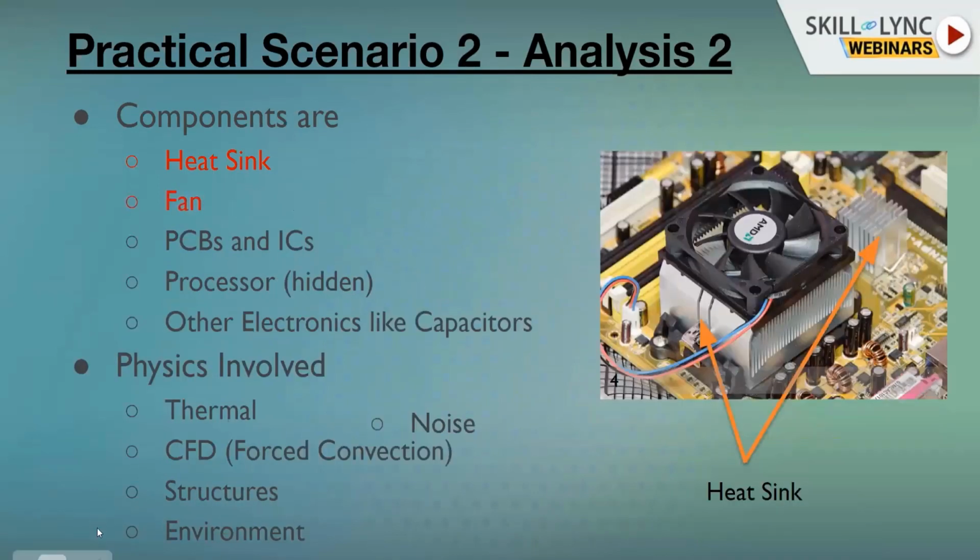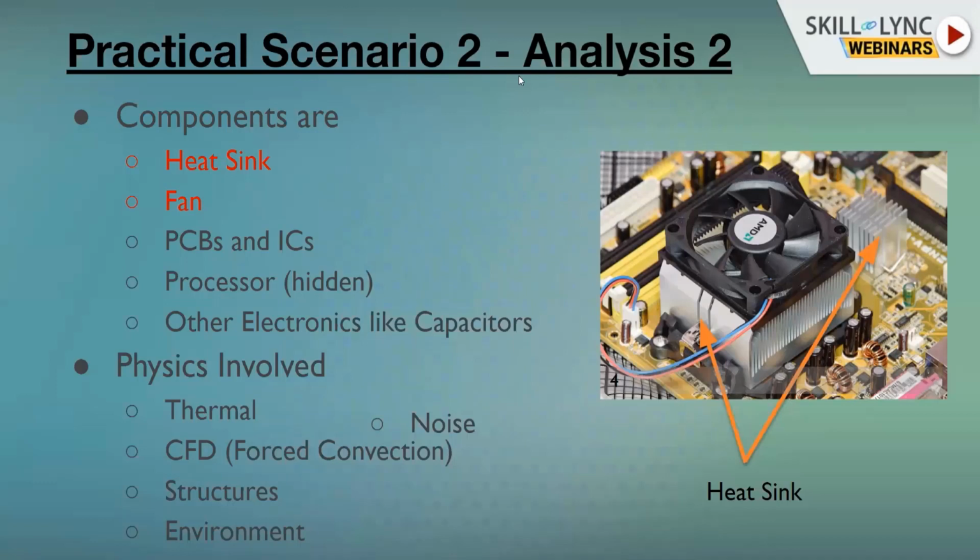You might see this configuration in your desktop. You might see this configuration in probably a laptop if you have opened that. There is a heat sink. There is a fan. There are a lot of PCBs and ICs. The processor is hidden. Other electronics like capacitors. Now we will analyze what is the physics involved.